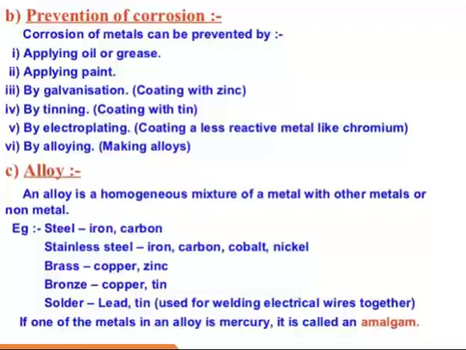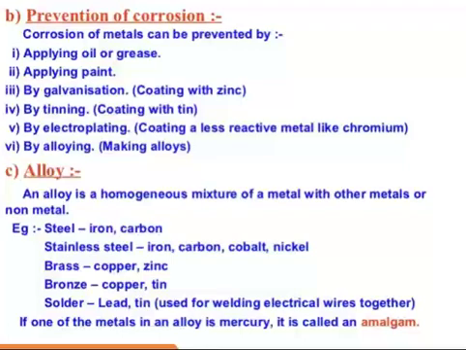So now how to prevent this corrosion? Corrosion of metals can be prevented by applying oil or grease, by applying paint, by galvanization. Galvanization is nothing but coating the metal first with zinc. And next is by tinning. Tinning is coating with tin. And by electroplating, coating a less reactive metal like chromium. Then by alloying, by making alloys.